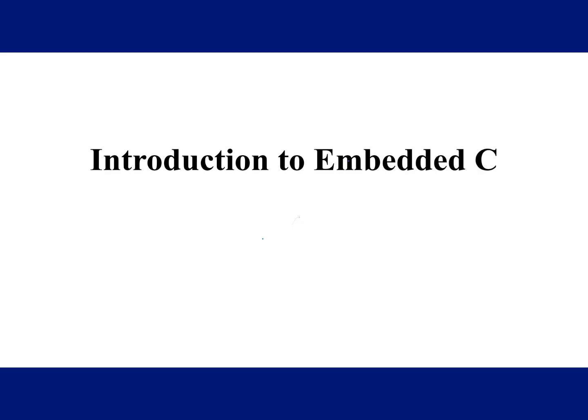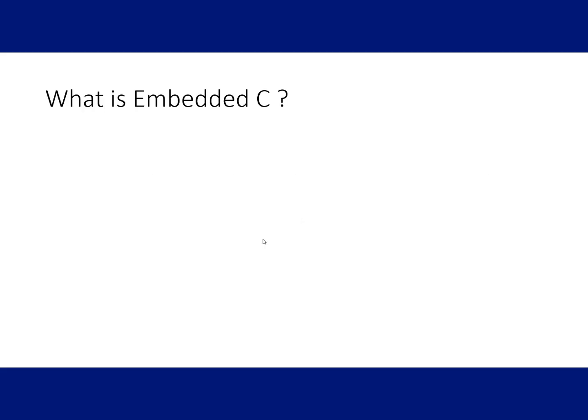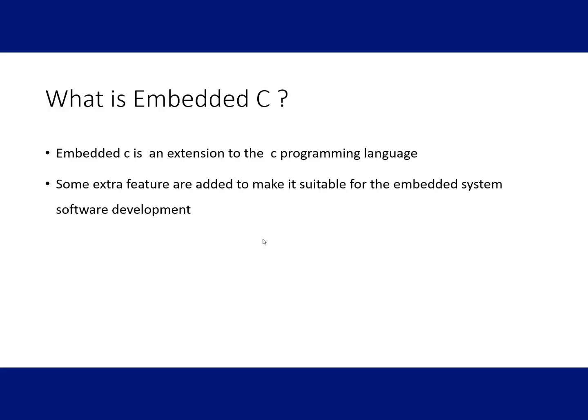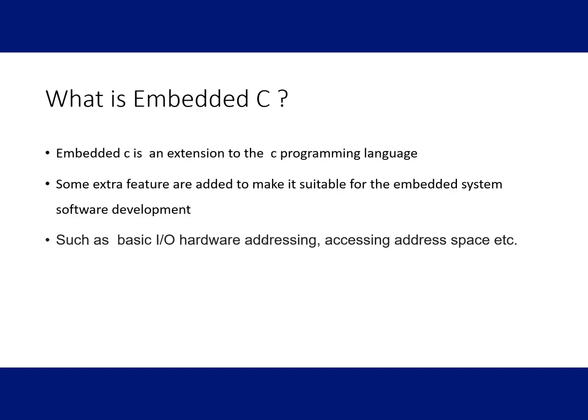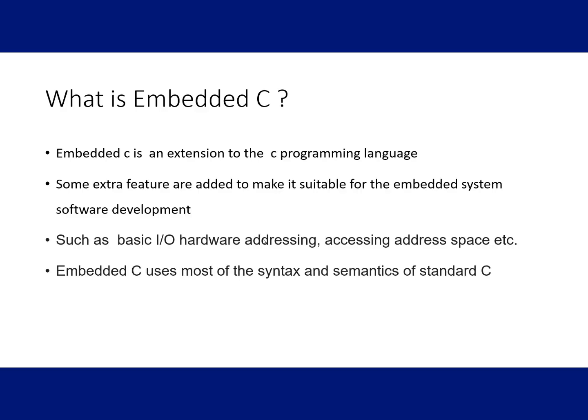In this video, I'll give an introduction to embedded C programming language. I'll also explain the difference between C and embedded C. What is embedded C? Embedded C is an extension to the C programming language. Some extra features are added to make it suitable for embedded system software development, such as basic IO hardware addressing, accessing address space, etc.